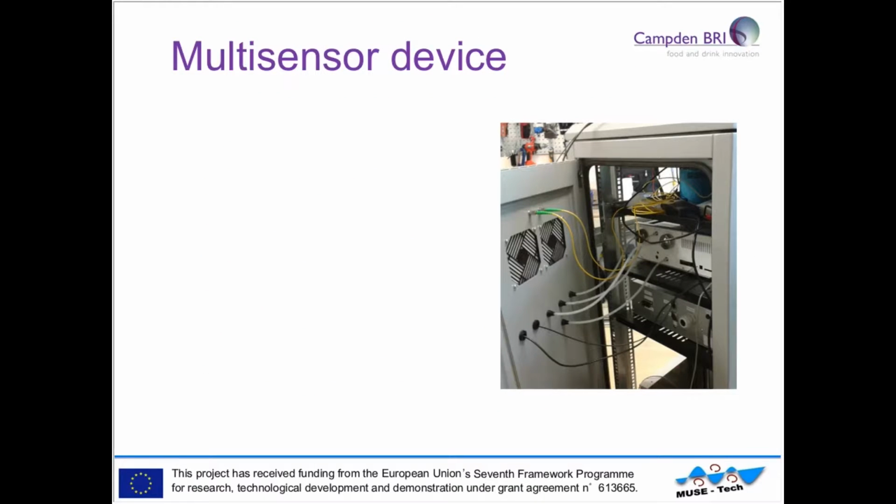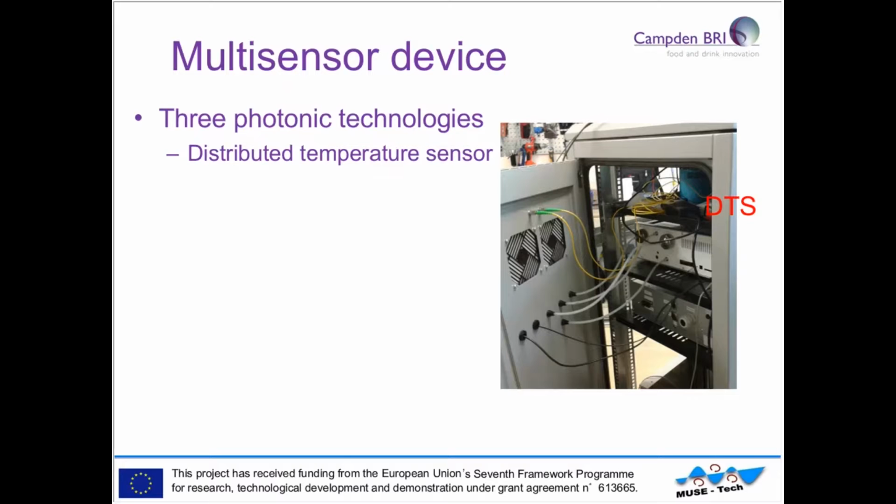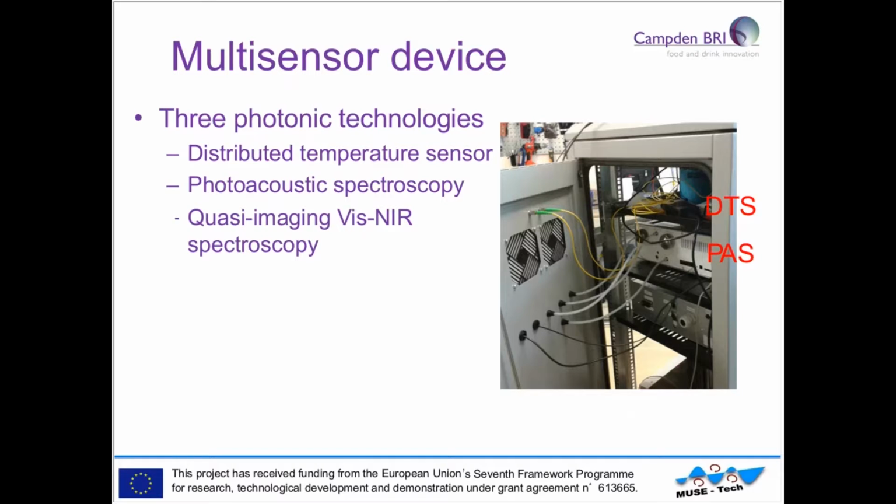The device that has been built within MUSE-Tech is a prototype multisensor built by some of the other partners in the consortium. It combines three novel photonic technologies. One of these is a distributed temperature sensor, which was built by the Institute of Photonic Sciences in Spain. Photoacoustic spectroscopy, this is a sensor built by Gasera in Finland.